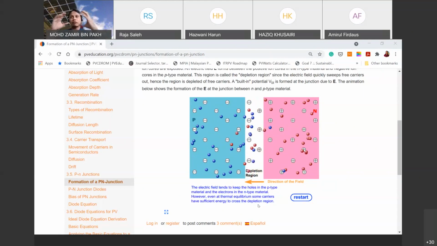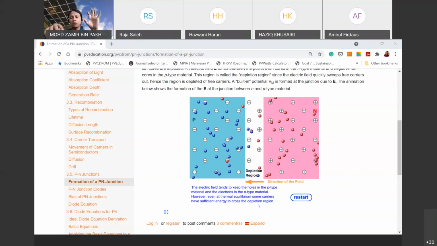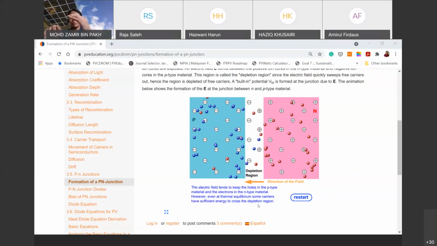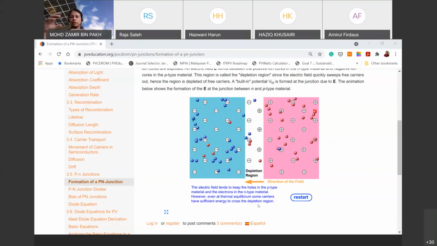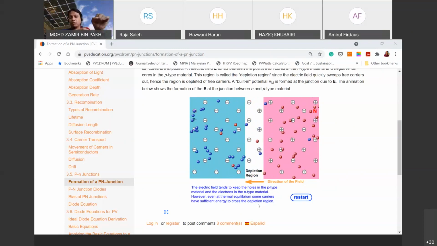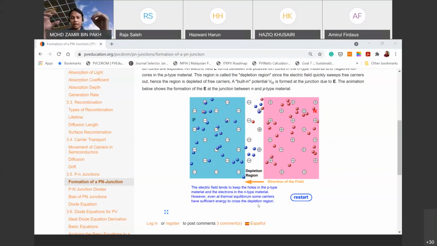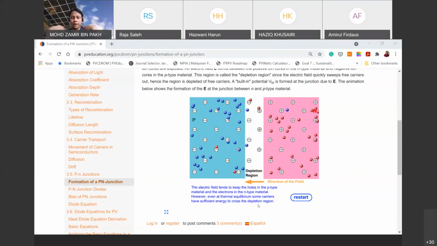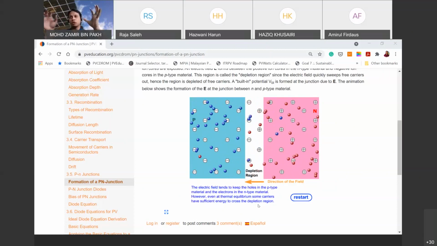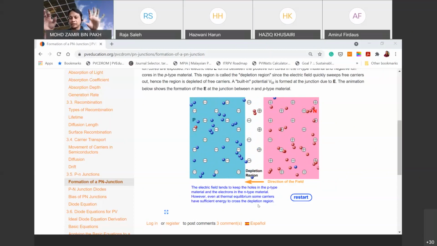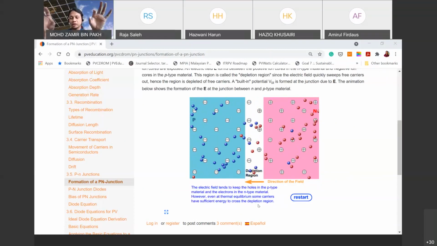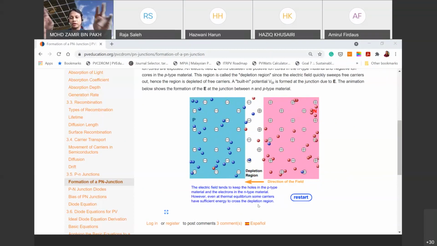So the moment you have the electric field, the holes in the p-type will not be able to cross into the n-type anymore, and the electrons in n-type will not be able to cross into p-type anymore, just like what they did a few steps back, right? So now the holes will stay in the p-type material as in the original condition, and electrons will stay in the n-type material as in the original condition, due to the presence of the electric field.